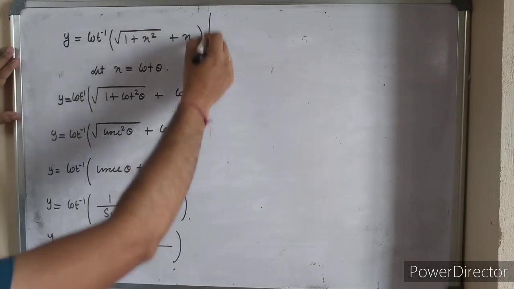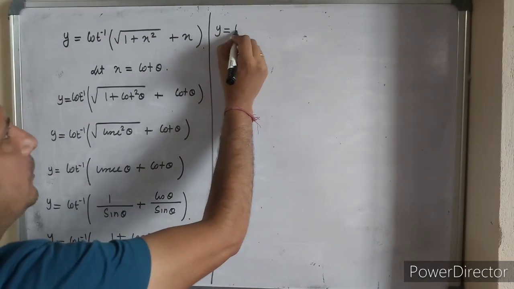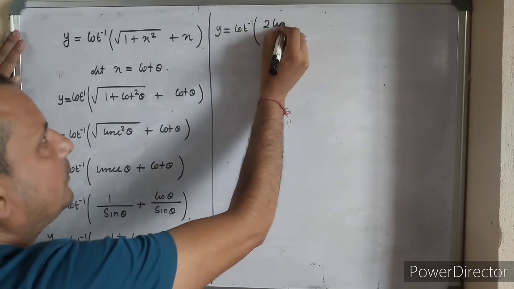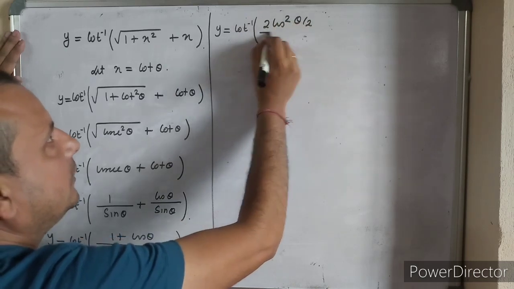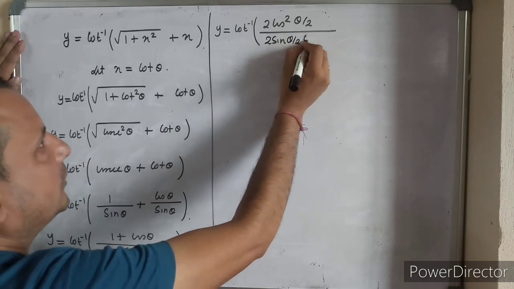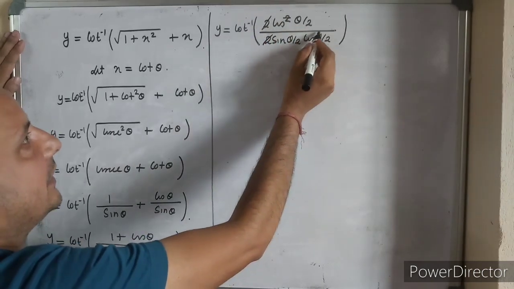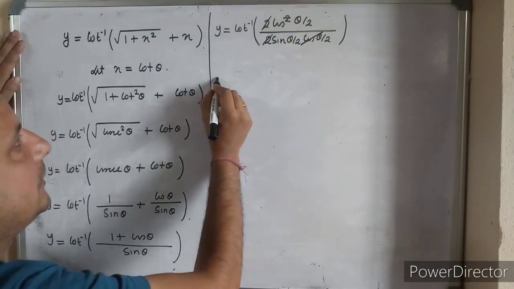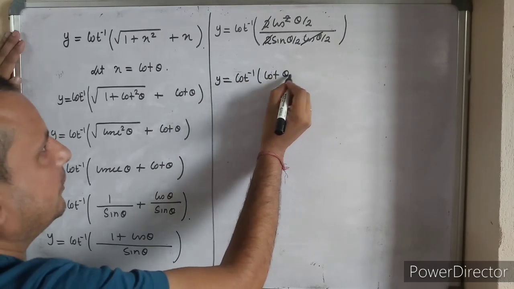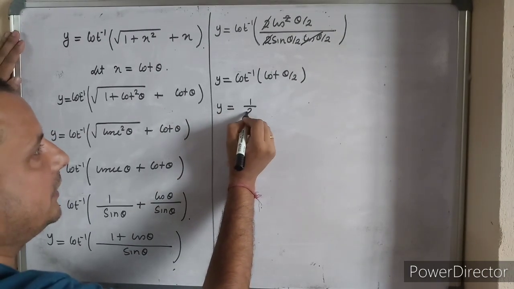Over here also I'll apply the formula of class 11, the submultiple angle. Y is equal to cot inverse of 1 plus cos theta, which is 2 cos square theta by 2, divided by sin theta, which is 2 sin theta by 2 cos theta by 2. These are the formulas of submultiple angle. Cancel this and this. Cos over sin is cot. Cot inverse of cot theta by 2 is theta by 2, so we can write 1 by 2 into theta.